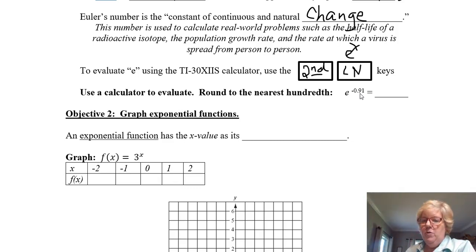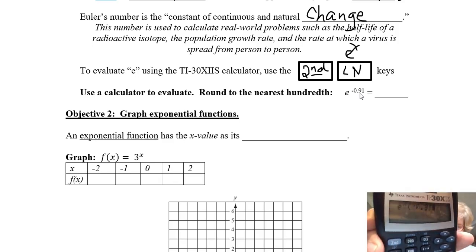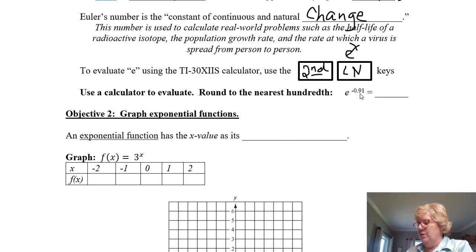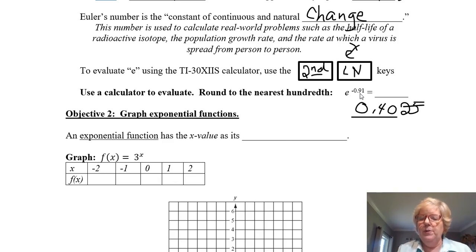Okay, now I'm going to press my negative 0.91. So here's what I have typed into my calculator. I'll just hit equals, and I end up with 0.4025, and it goes on, but I just need to go to the nearest hundredth, and I notice a 2 is in the third place, so I can drop that off. So it's 0.40. Be careful when you're rounding this off.